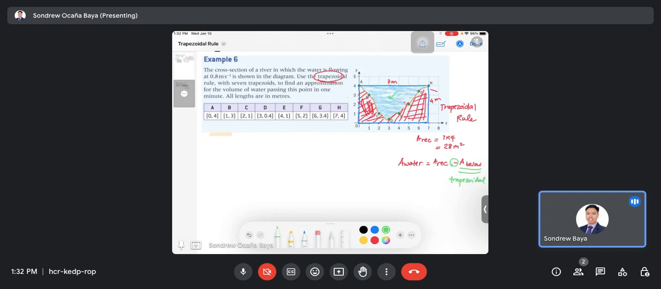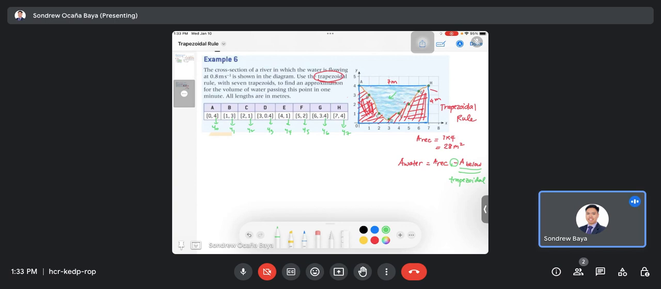Okay. Now, how many trapezoids here? It says 7. So again, take note, in my previous example, we start with y sub 0. So basically, this is our y sub 0, y sub 1, y sub 2, y sub 3, y sub 4, y sub 5, y sub 6, y sub 7. All right? So there are basically 7 trapezoids here that can be formed.